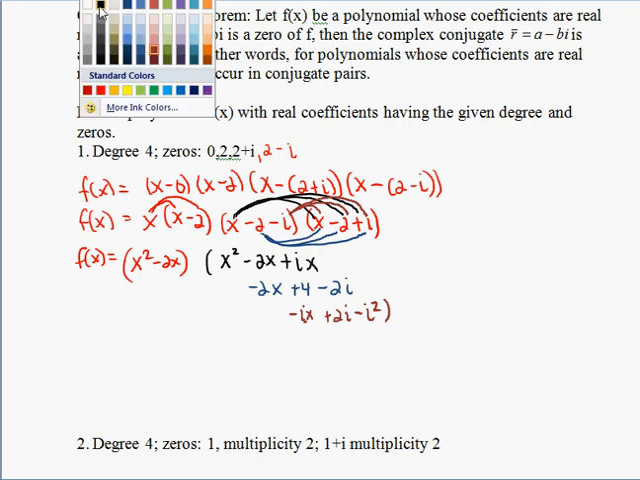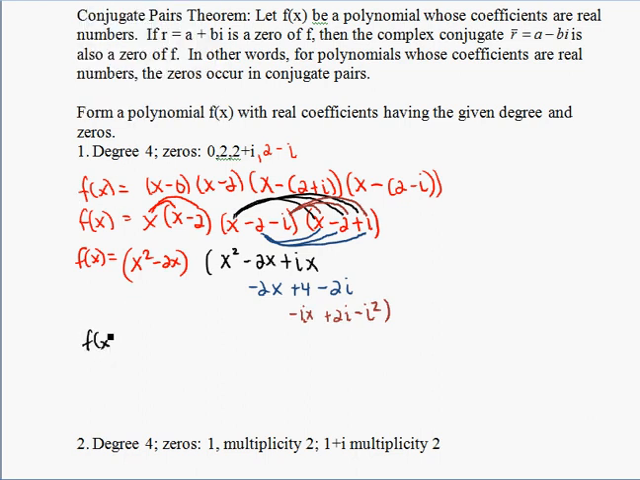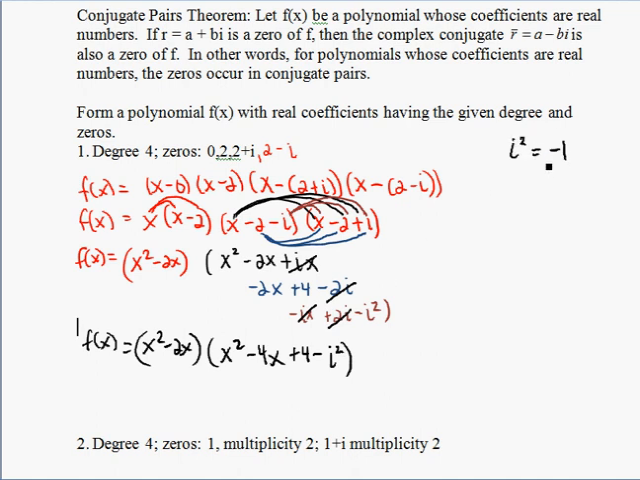I like using black. So therefore, this is still x squared minus 2x. And combining like terms, there's no other x squared. Negative 4x. This ix cancels out with that ix. If the ix's don't cancel out, you did something wrong. This 2i and negative 2i cancel out with each other. So I'm left with plus 4 minus i squared, where i squared is equal to negative 1, because i is equal to the square root of negative 1. If I square both sides, I get i squared equals negative 1.